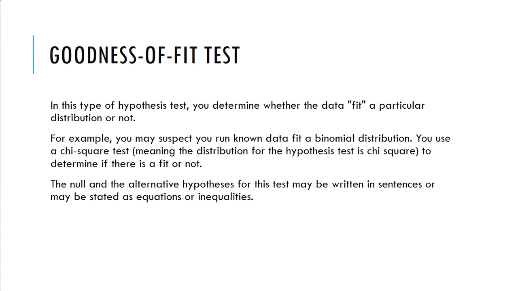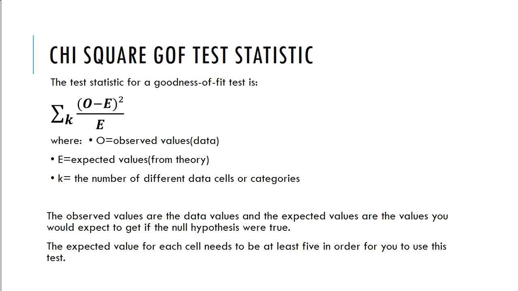The null and the alternative hypothesis for this test may be written in sentences or may be stated as equations or equalities. So the test statistic for the goodness of fit test is the sum over k of the observed minus the expected, squared, over the expected, and k is the number of different data cells or categories. I know that looks really tricky. Don't worry about this. I'm going to walk you through this step by step.